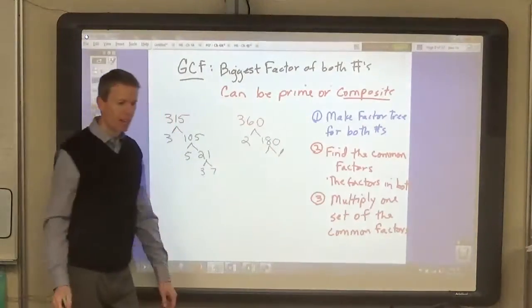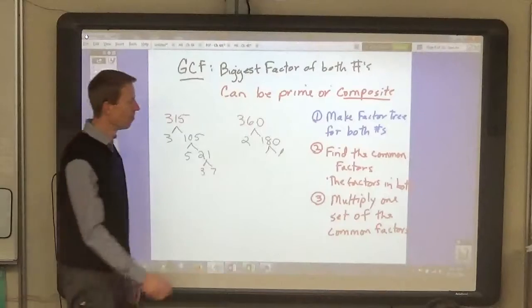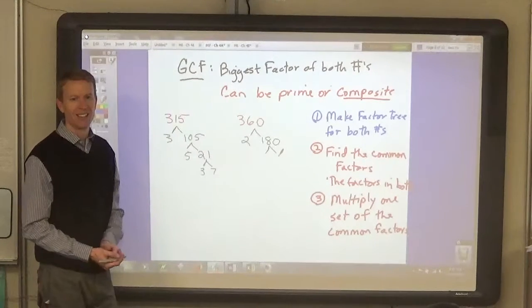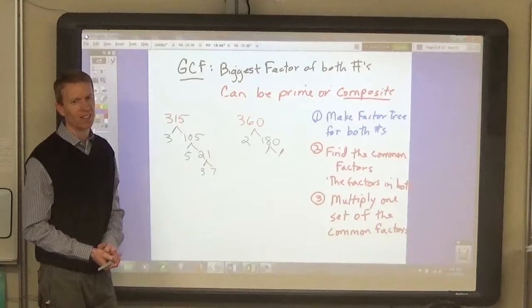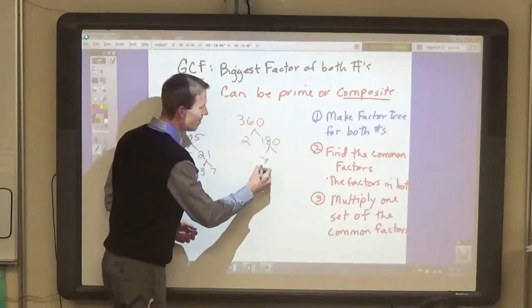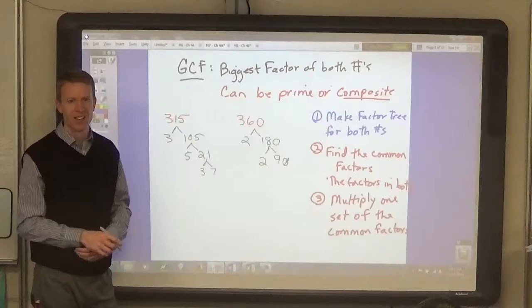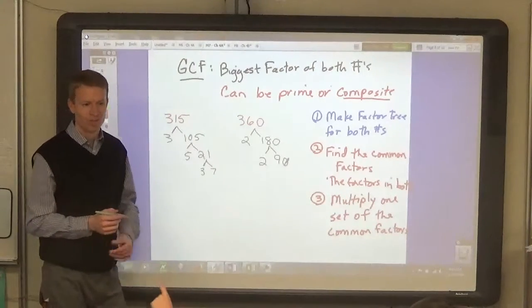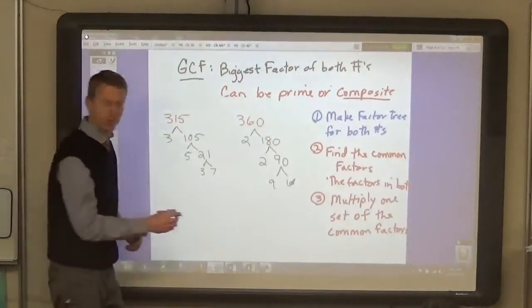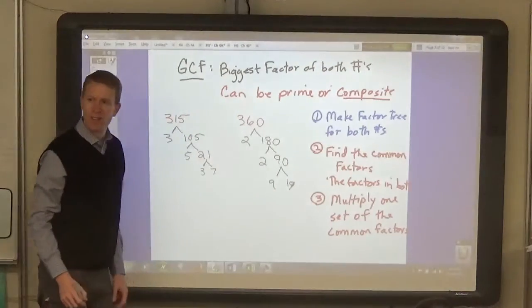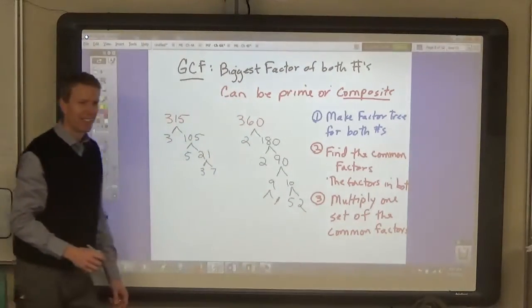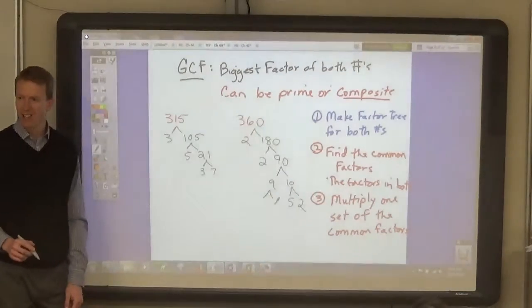So 180, divide that by 2. 2 and 90. And then what? 9 and 10. Then what? 5 and 2. And 3 and 3.